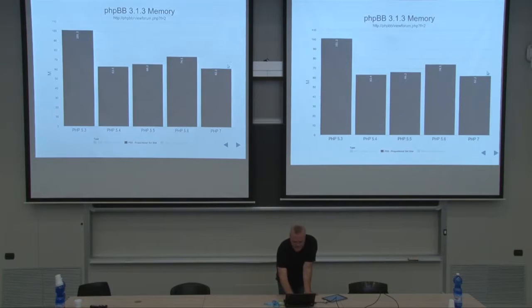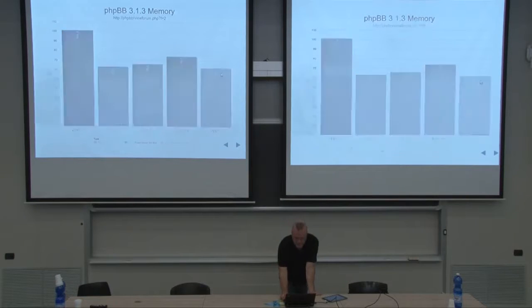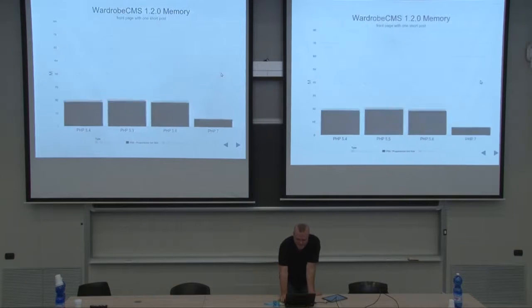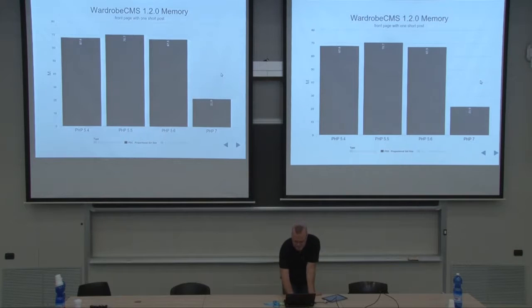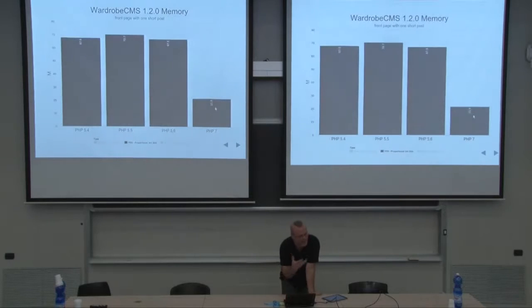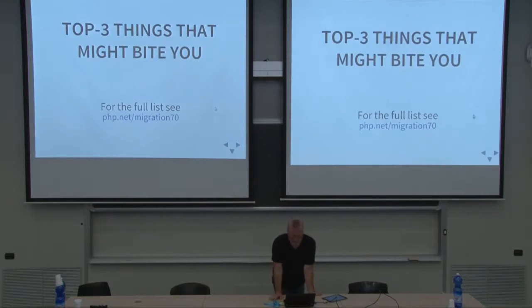PHPBB, this one didn't drop much. It is still lower, but for some reason, the patterns in PHPBB, maybe there are a lot of database result sets and big strings that come from the database, it's going to take a certain amount. There's just nothing we can do about that one. Moodle, again, Moodle does not need memory anymore. Wardrobe dropped by a ton, by a factor of 3 in memory use. I didn't do the others, but you can get the idea that for certain patterns, memory drops drastically. You can hope that you hit the right patterns. Maybe we should all just run WordPress, actually.